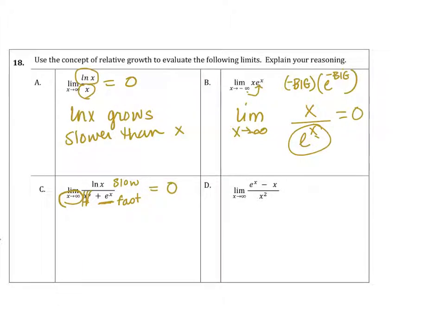And then here on part D, again, we've got e to the x, which is like Superman. And then we've got, I guess, Robin over here, minus x. And then that e to the x is going to overtake minus x. But then x squared is never going to grow at the same rate as e to the x. So e to the x is going to overcome all of that, and so it's going to go toward infinity.